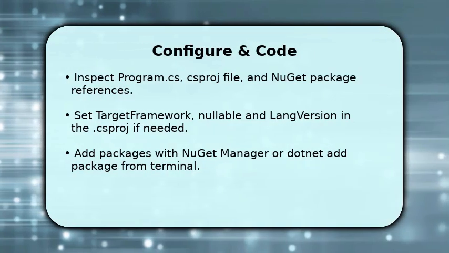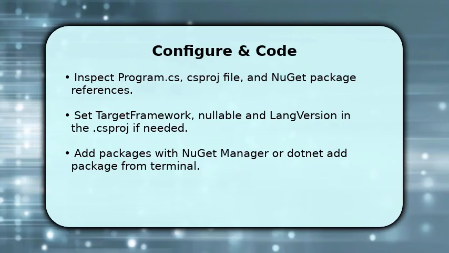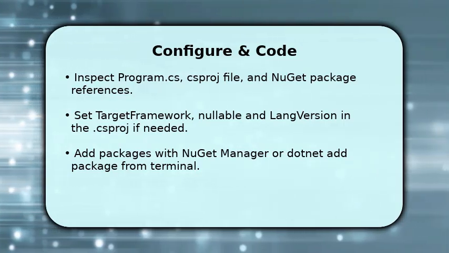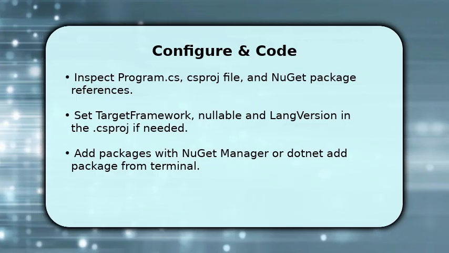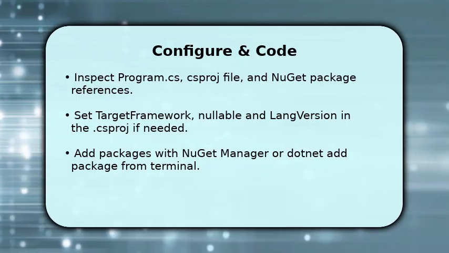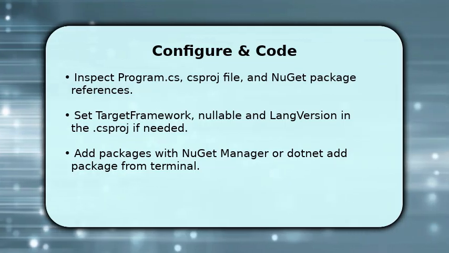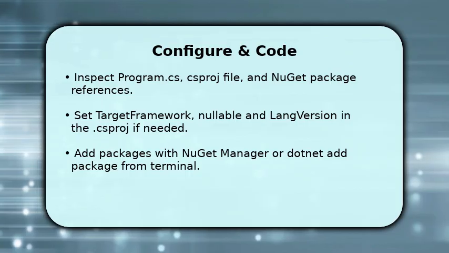Open the .csproj to check the target framework, LangVersion, and nullable settings. Modify them to enable new C# features. Use Solution Explorer to inspect Program.cs and other generated files. Add required NuGet packages via Manage Packages or the terminal with dotnet add package.